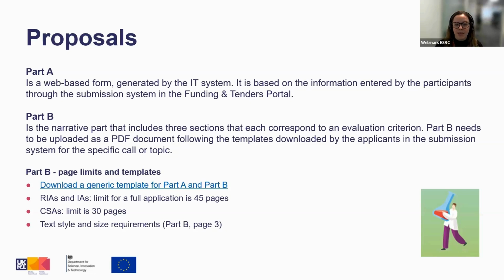Part B has an overall page limit, which differs depending on the call's type of action. These details can be found in the Part B template guidance, and are also referenced quickly on the slides. Please do note that these page limits are very important because the system does count the pages. If you go over the limit, the additional pages will be deleted before the evaluators see the proposal, so they won't count. With these sections in mind, what should we be including in proposals?